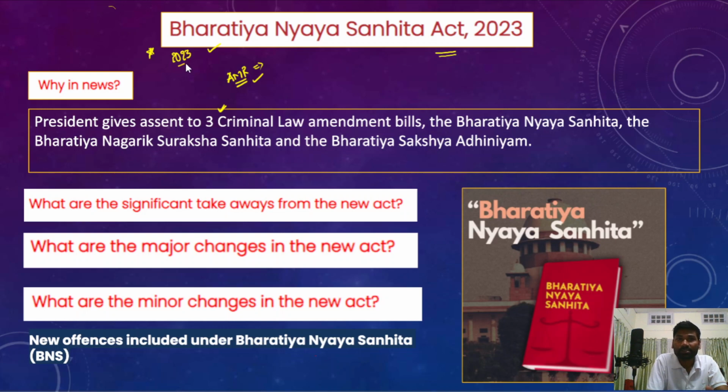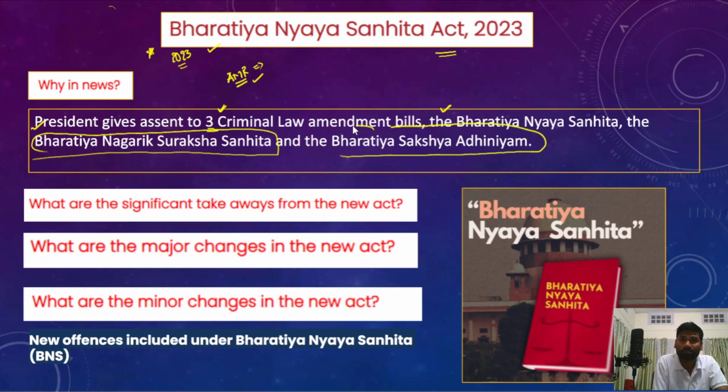So why is it in news? As I have already told you in the beginning of this lecture, the President has given assent to three criminal law amendment bills. So what are those three criminal law amendment bills? One is Bharatiya Nyaya Sanhita, and second Bharatiya Nagarik Suraksha Sanhita. Okay, and the third is Bharatiya Saksha Adhiniyam. Right, so these are the three criminal law amendment bills that recently got the presidential assent. So we will discuss them in a detailed way.